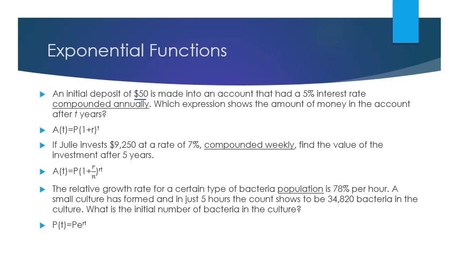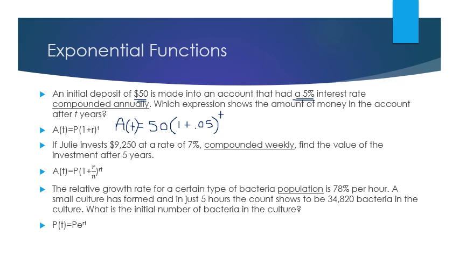The initial deposit is $50, so that's going to replace the P in the equation. I'm going to multiply that by 1 plus the rate. The rate is 5%, and I want to write that as a decimal, so dividing it by 100 gives me 0.05. And I'm going to raise that to the t years. They don't tell us how many years it is. And this is going to equal the amount that I have in my account after t years.